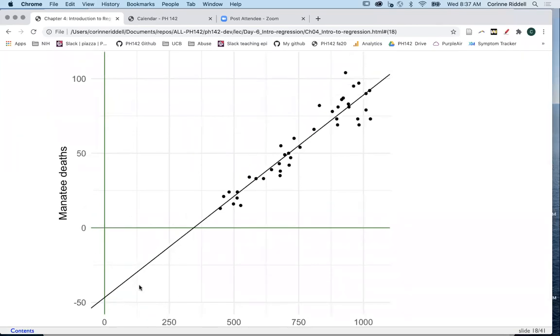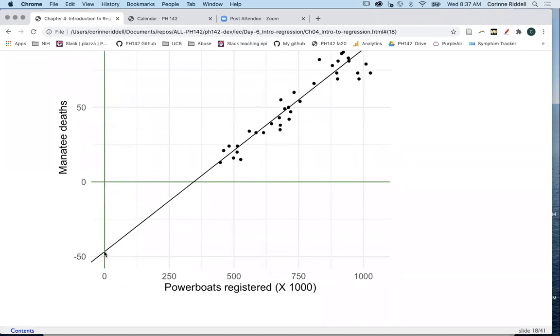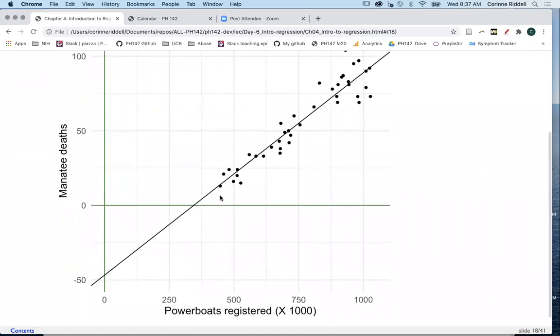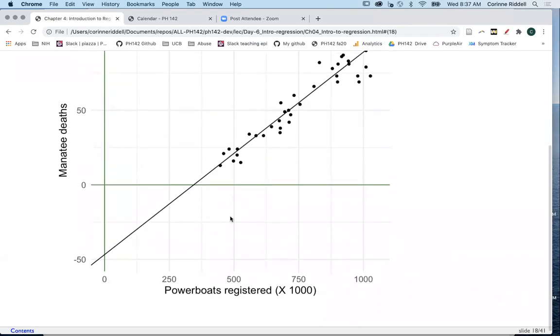We have no data out here, and we're using the line to summarize what would happen had the number of powerboats registered been 0. But that estimate is not informed by data in this range. What would actually happen is, if the number of powerboats registered kept getting lower and lower, the number of manatee deaths cannot go below 0. So you'd actually get one of these J shapes in the data rather than extending this linear line.